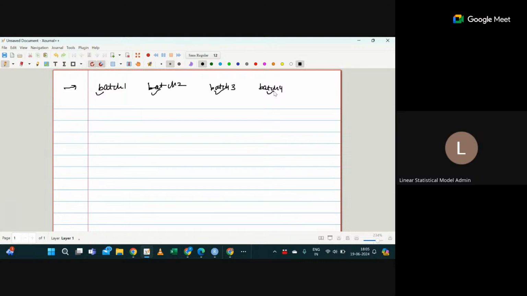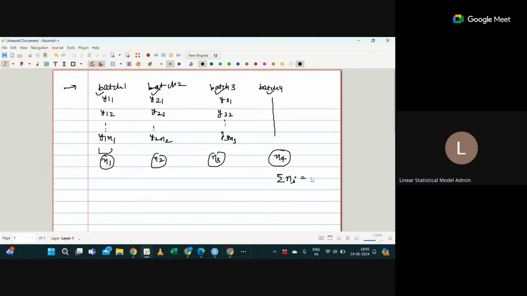So that is something I'm trying to explain here. Let's say you have observations y11, y12 up to y1n1, then y21, y22 up to y2n2, y31, y32 up to y3n3, and similarly. Suppose in this you took n1 samples, n2, n3, and n4. The summation of all these ni should be your total number of samples. This is something we have to keep in mind.